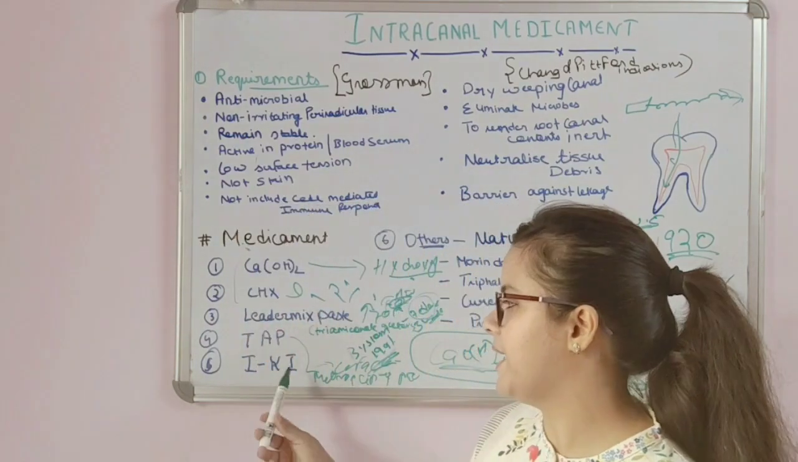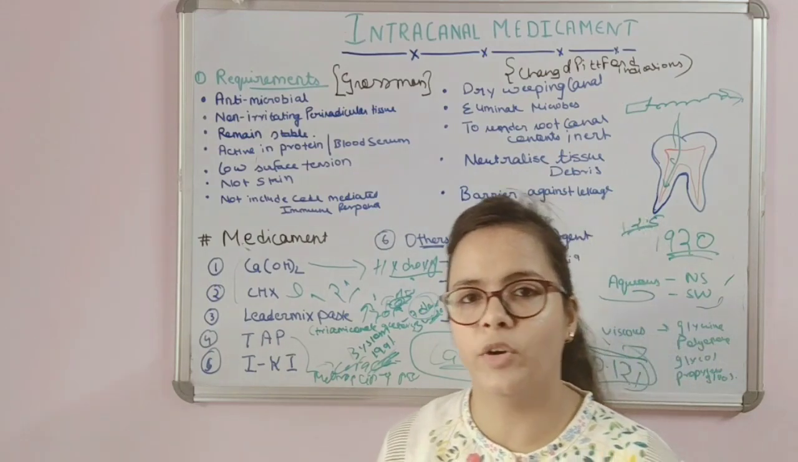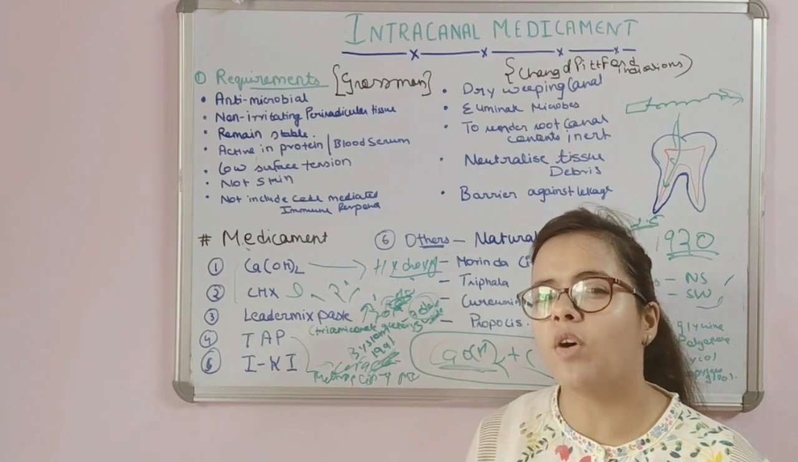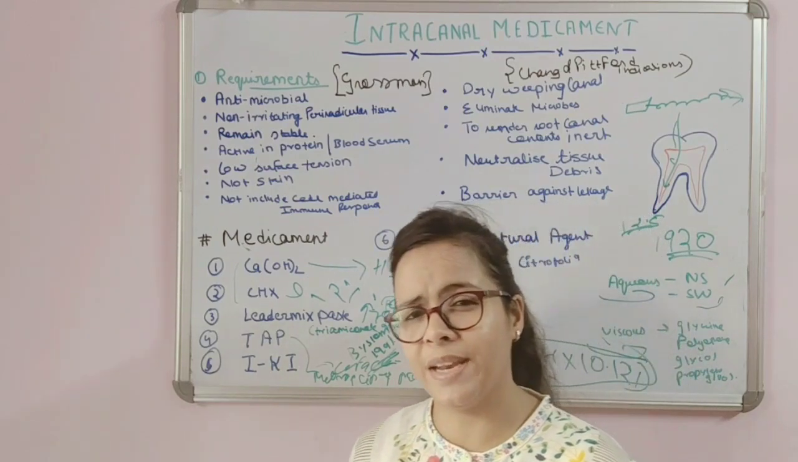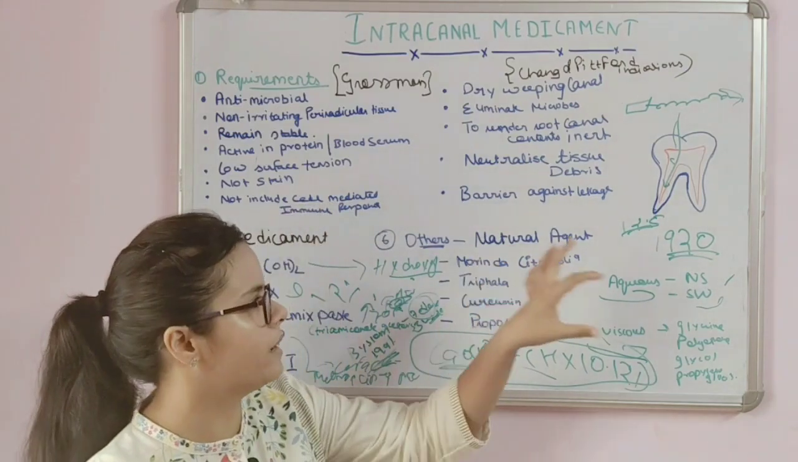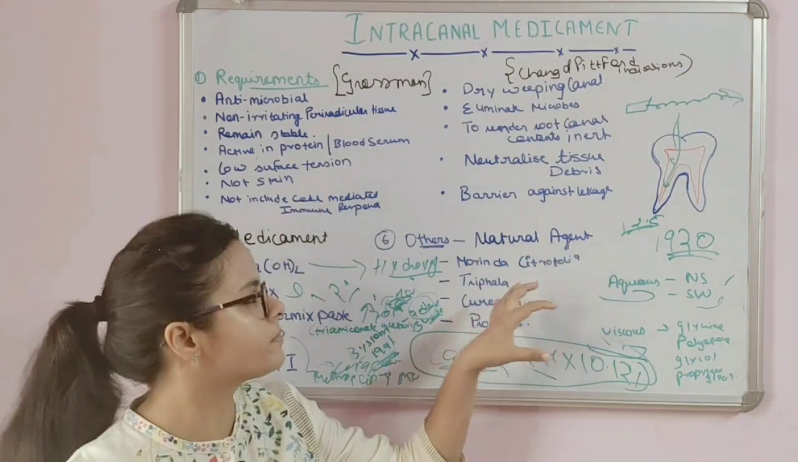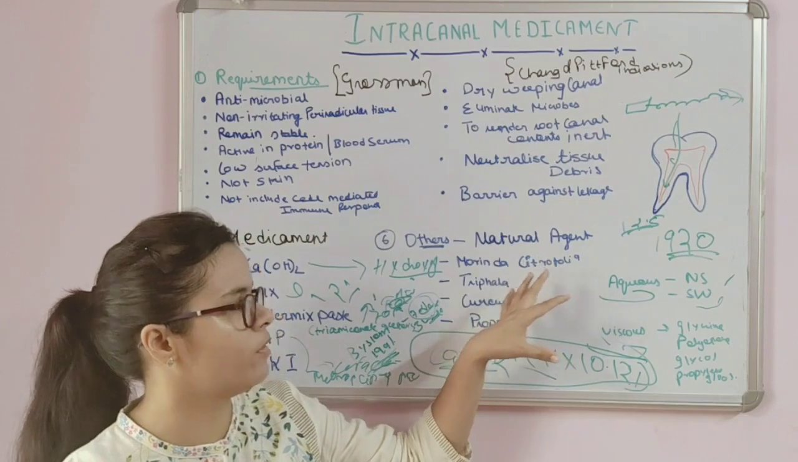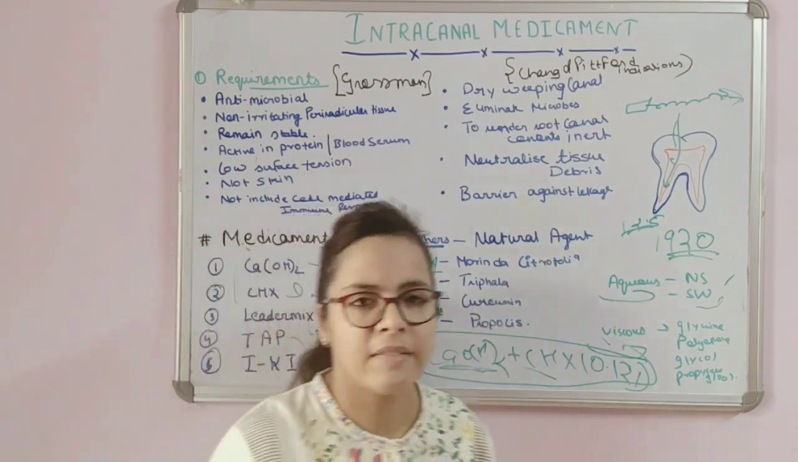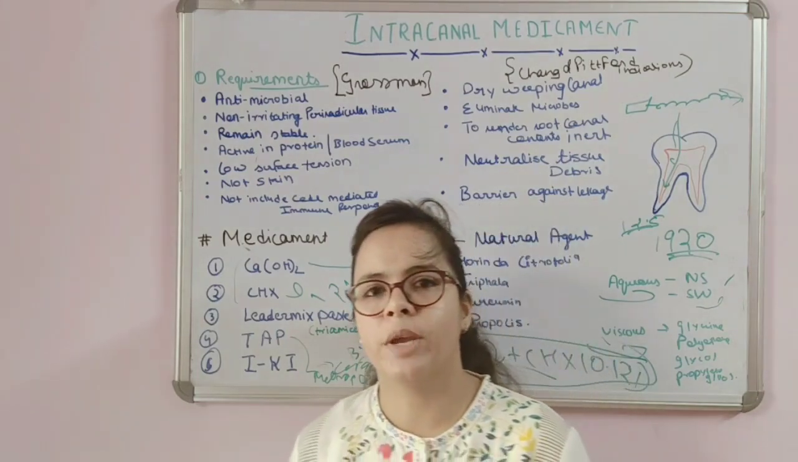And then we have IKI. IKI is basically an iodine which is present in this product. You can also use 2% tincture of iodine as an intracanal medicament. The rest of the intracanal medicaments are natural agents. First we have Morinda citrifolia, then we have Triphala, curcumin, and propolis. These are newer agents.